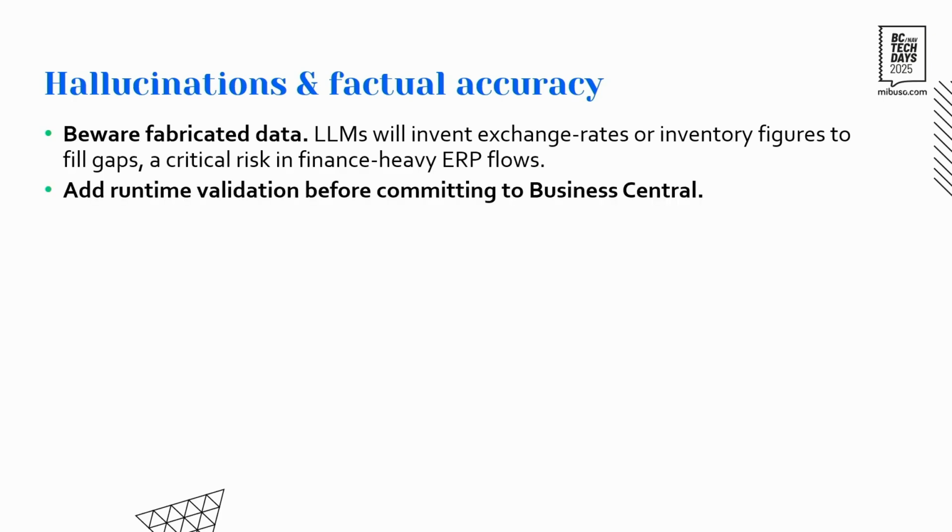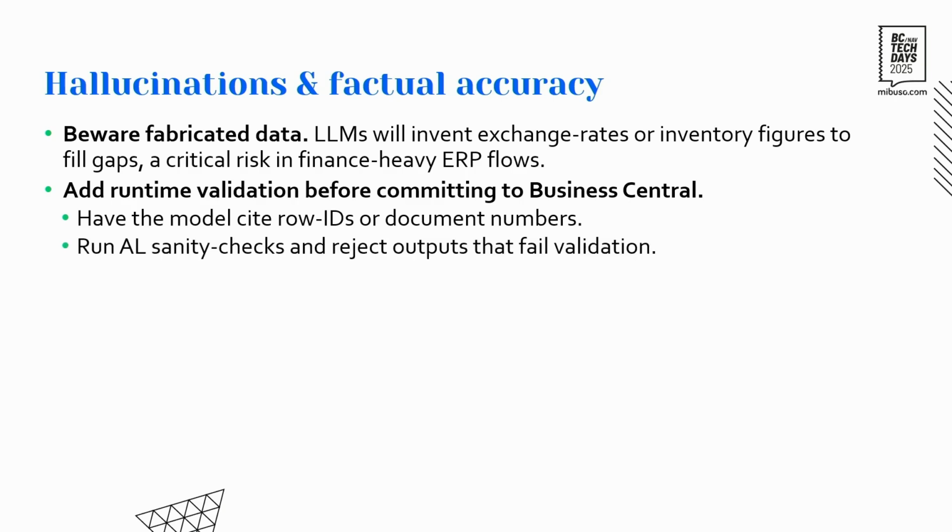You need to add some kind of runtime validation. Whatever the model responds, you need to validate that response within Business Central before you are suggesting it to the customer. An example could be to ask the model to cite the document ID or some kind of reference whenever it's responding. And then within AL, you do the sanity check: whether there are any transactions for this particular customer or not, or if any of the numbers look suspicious or don't add up.